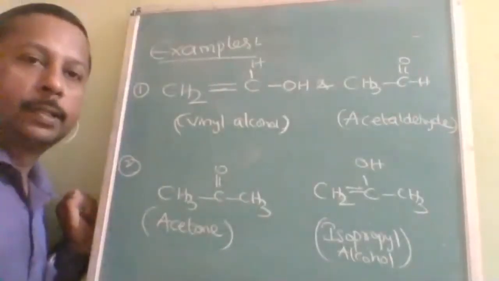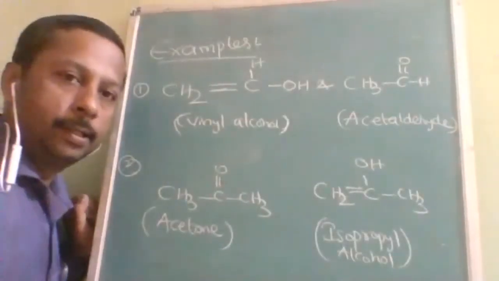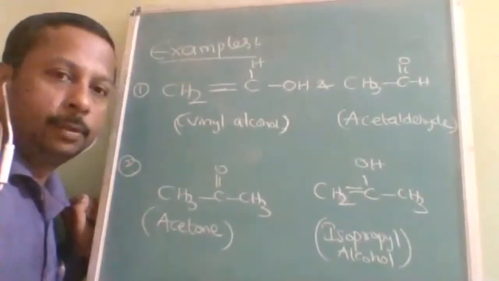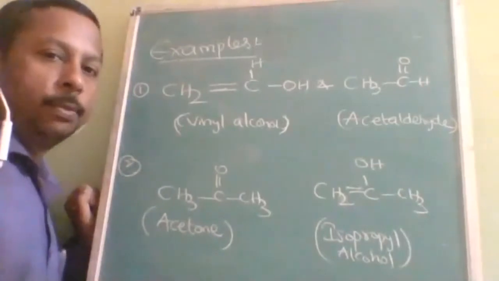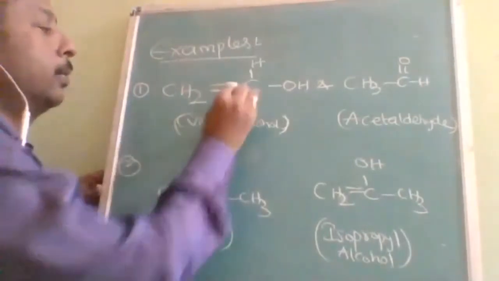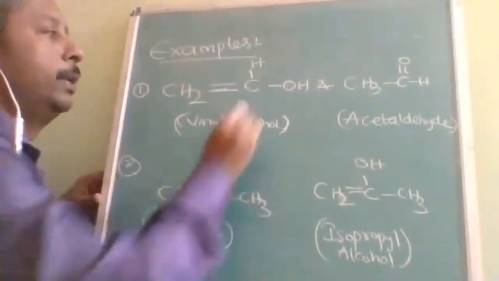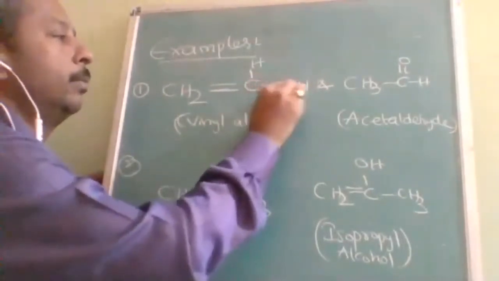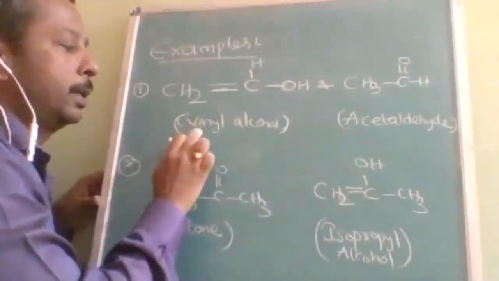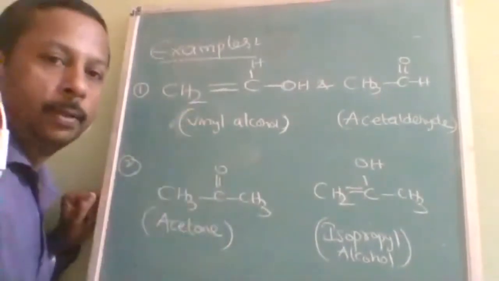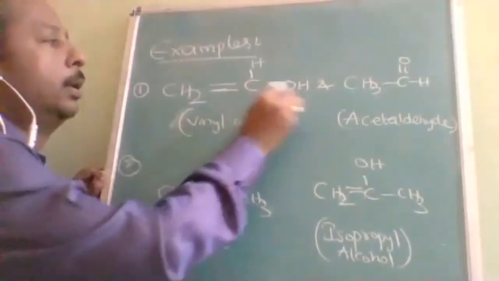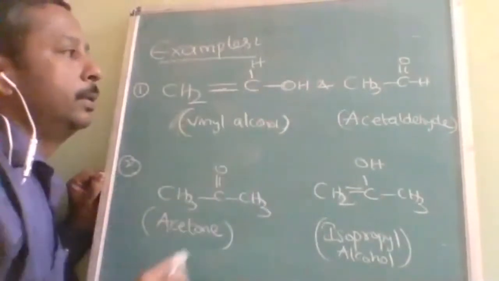Okay, now let us see some examples of ketoenol tautomerisms. Few simple examples I am taking. So this is called vinyl alcohol. Vinyl means something is attached on the double bond carbon. This is a common word used as vinyl. So vinyl alcohol: on the double bond carbon, OH is there.